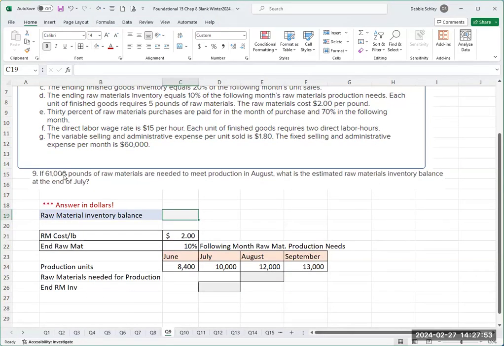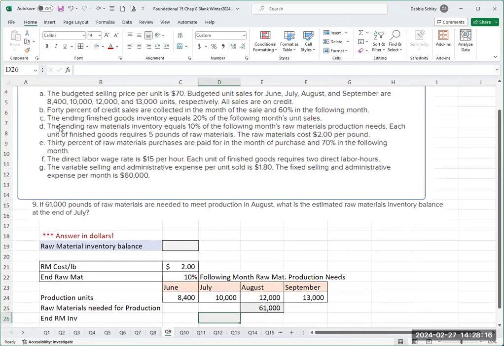Question 9, same thing, 61,000 pounds of raw material. What is the estimated raw materials inventory balance at the end of July? So raw materials needed for August was 61,000, right? They told me that. And my ending raw materials inventory, they told me in D, they wanted it to be 10% of the following month's raw materials production needs. So again, I'm just in pounds right now. So it's the 61,000 pounds times the 10%.